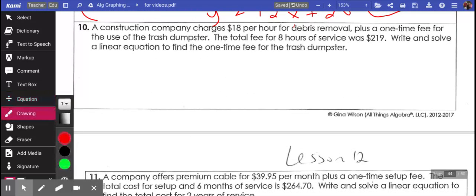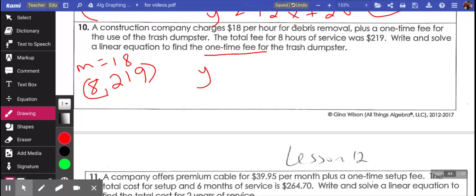Number 10, a construction company charges $18 per hour. There's your slope because it's per hour for debris removal, plus a one-time fee for the use of a trash dumpster. The total fee for 8 hours of service was $219. So there is your point that it'll go through. Write and solve to find the one-time fee.